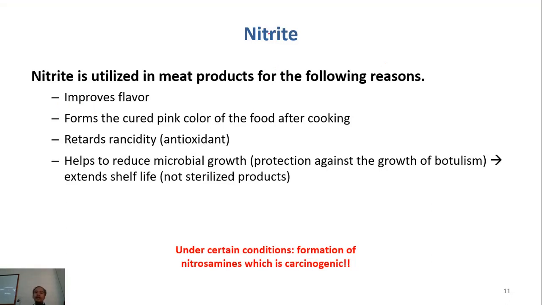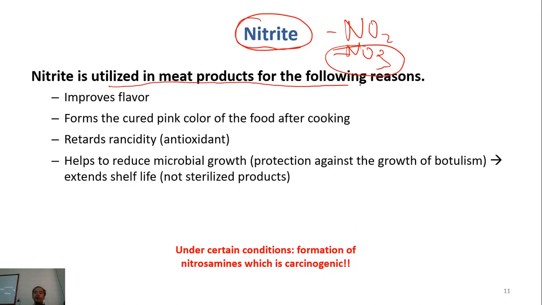Go to the second ingredient, also a very important ingredient for curing: nitrite. Nitrite, this one. This one is nitrate, okay? Nitrite is used in meat products for the following reasons.